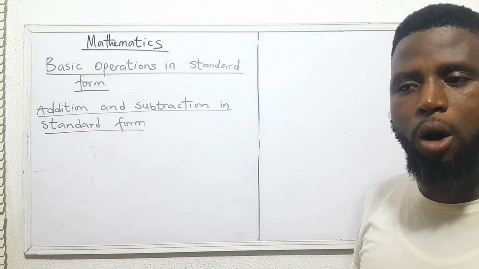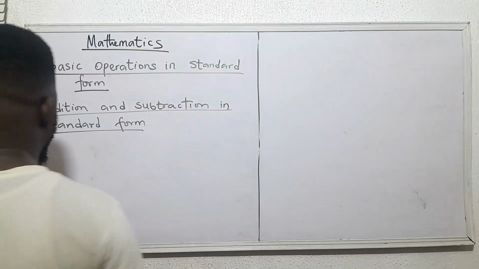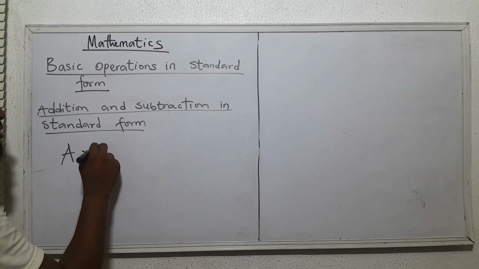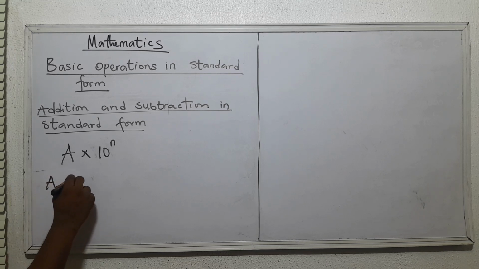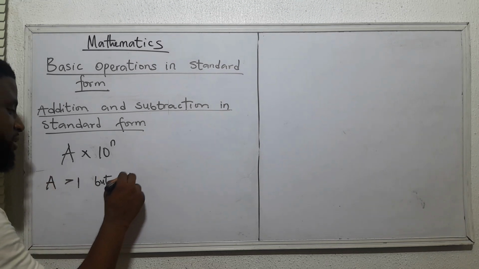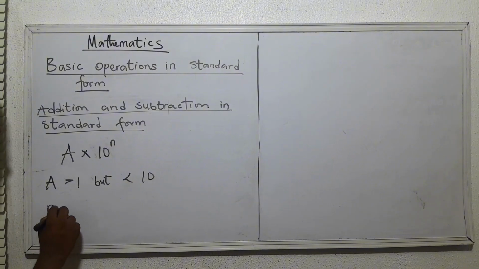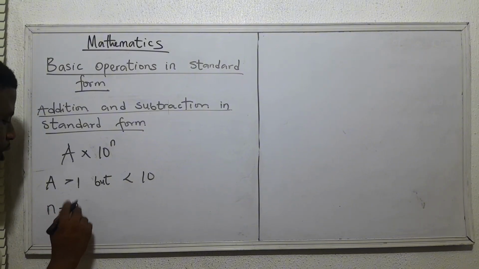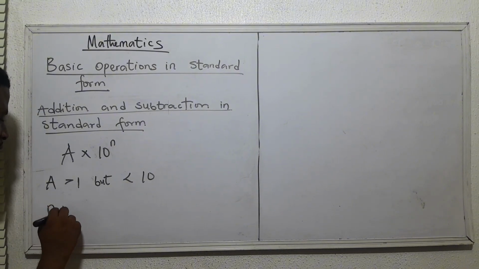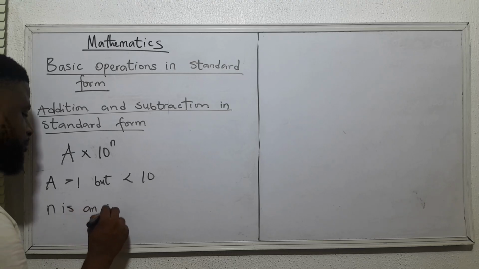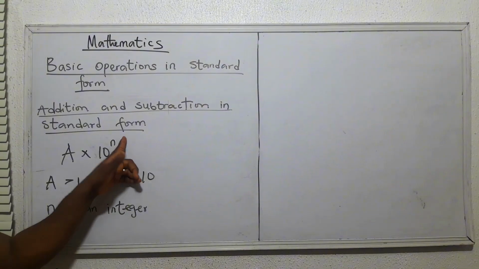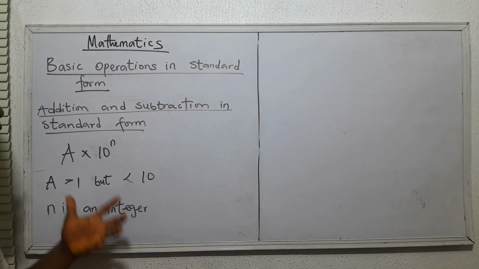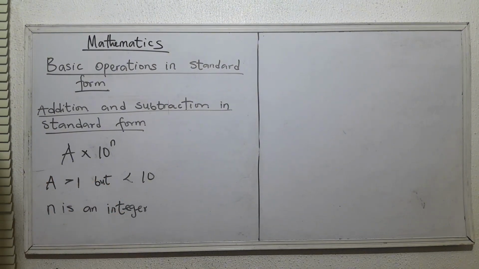So we know that numbers in standard form are of the form a times 10 raised to power n, where a is greater than 1 but less than 10, right? And n is an integer. That is, it can be positive, it can be negative. If n is positive, then it is a whole number. If it is negative, then it is a decimal number, right?